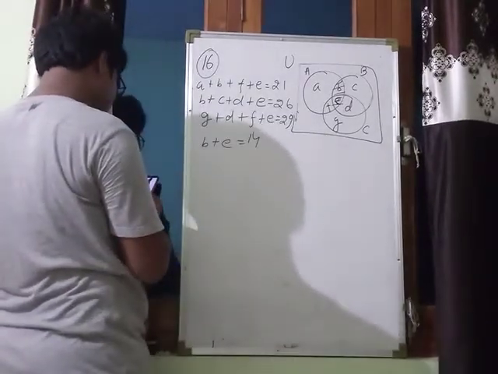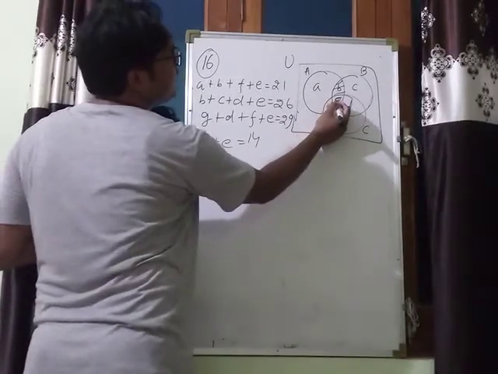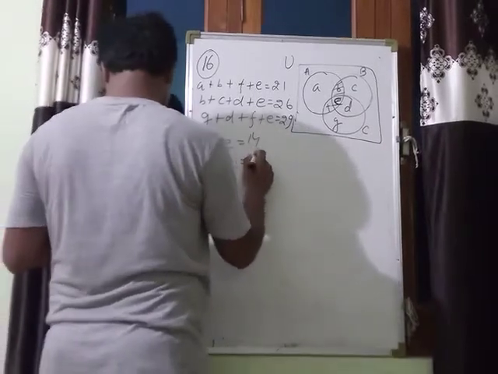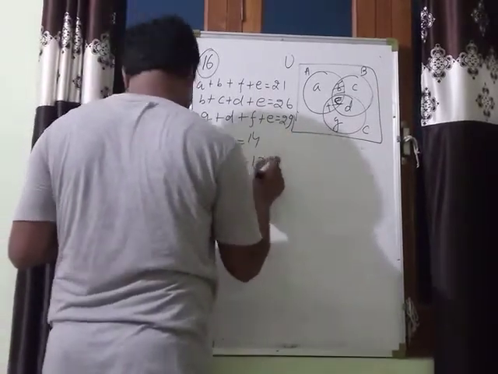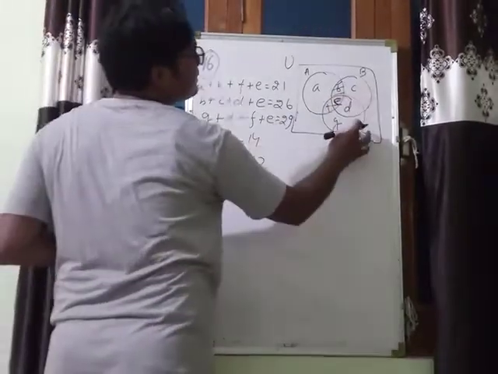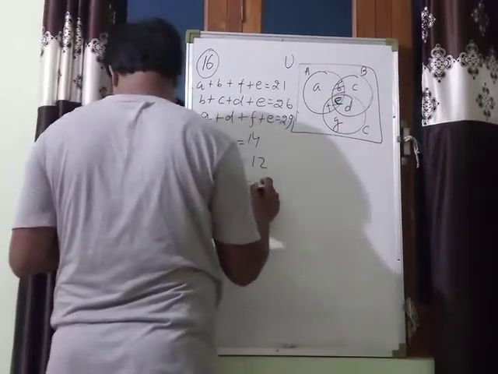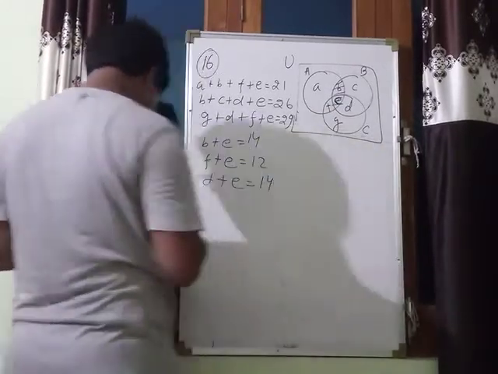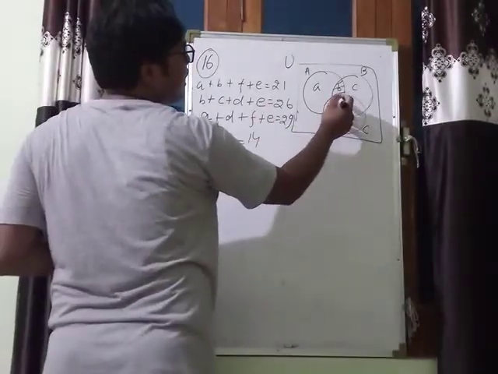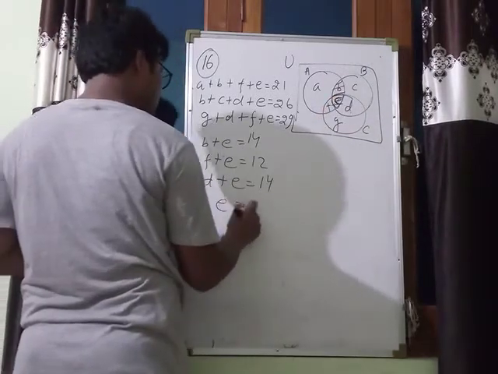12 people like product C and A. This is C, this is A. C and A both, E plus F, that is 12. And 14 like B and C. This is B, this is C. B and C is E plus D, that is 14. And 8 like all the three products. This portion is common to all three. So E is 8.